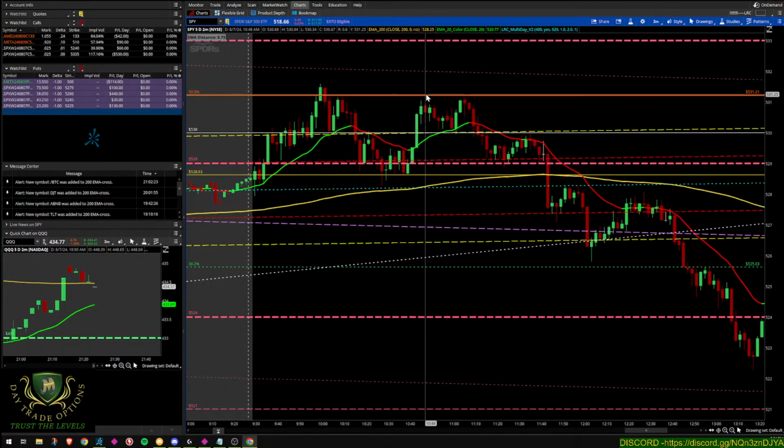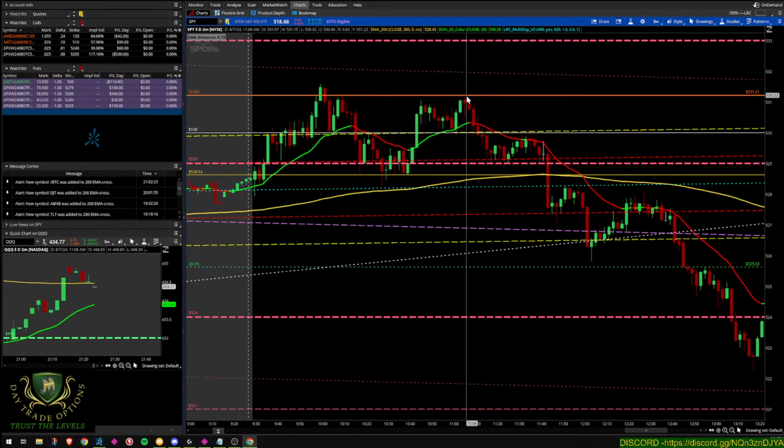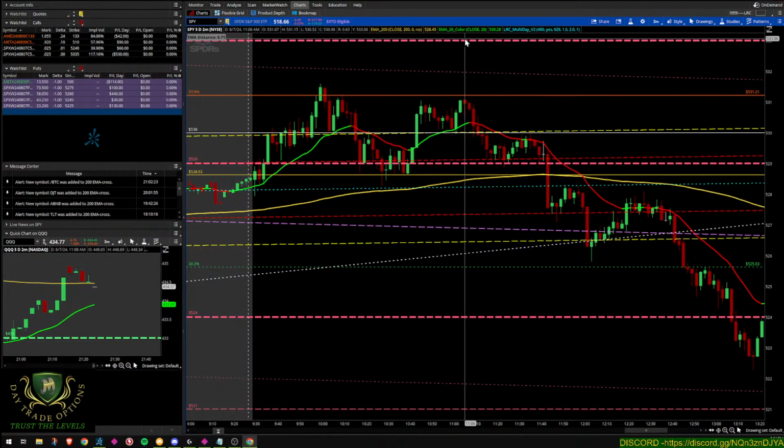That was my mistake. I traded into the 50% retracement level, and I should never have traded into that. I should have waited for an actual move above this structure to give me confirmation that it was probably going to go to the 533 level. So that was my bad.